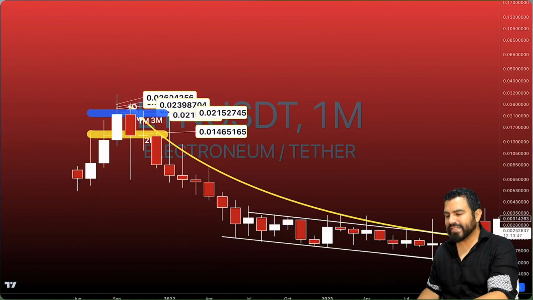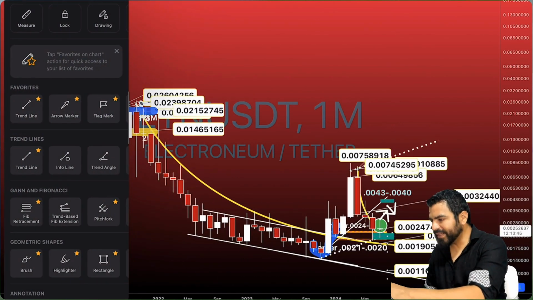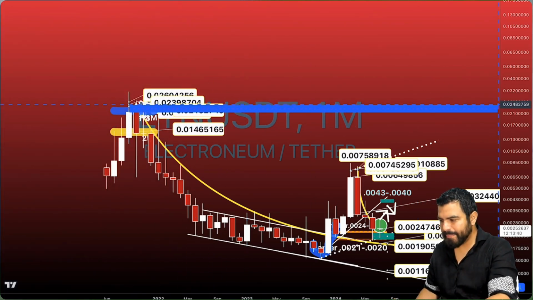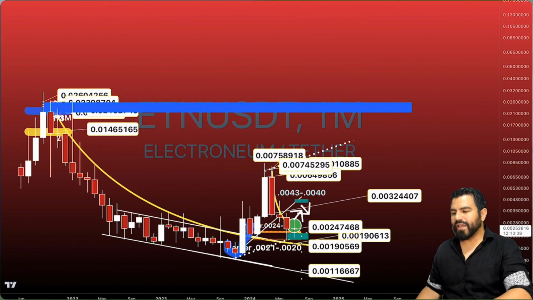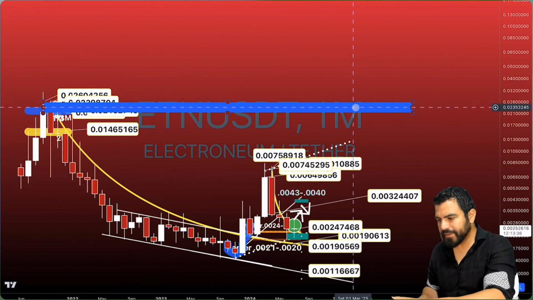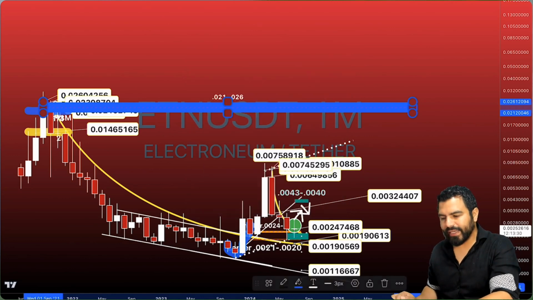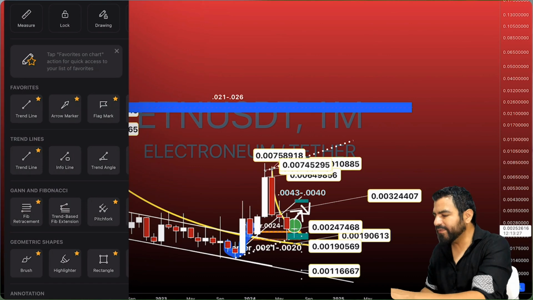As a flat, I can tell you we're probably going to have a big deal of importance in that area in the future. If ETN reaches, and I'll give you the price, 0.021 to 0.026. Currently, ETN is at 0.025, really low.